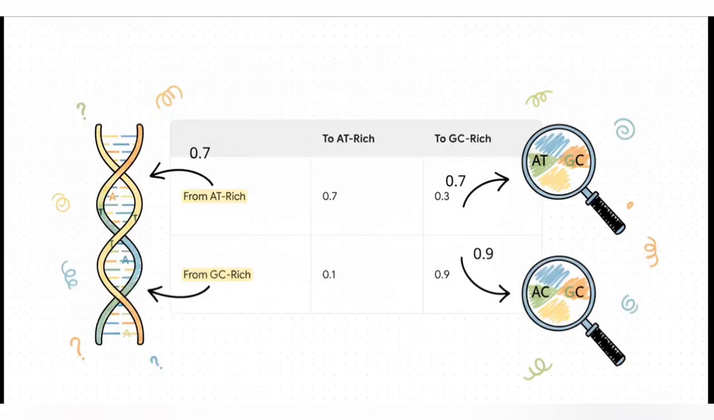And yup, you guessed it. Just like the weather, our DNA has transition probabilities. A DNA sequence is probably going to stay in a GC-rich region for a while before it switches over to an AT-rich one. These numbers tell the model that once it's in a certain type of region, it's likely to stay there for a bit, which reflects how genes are often clustered together. The model is actually capturing the underlying structure.